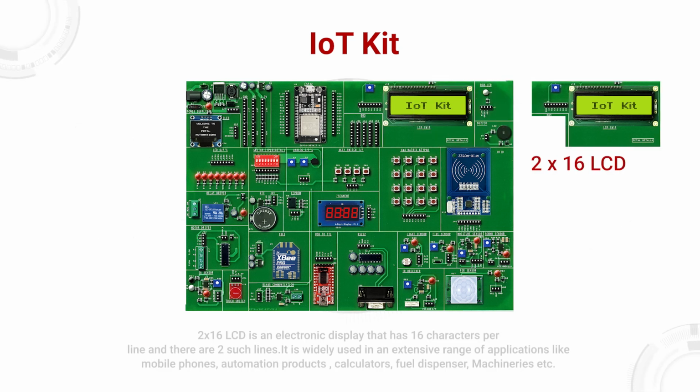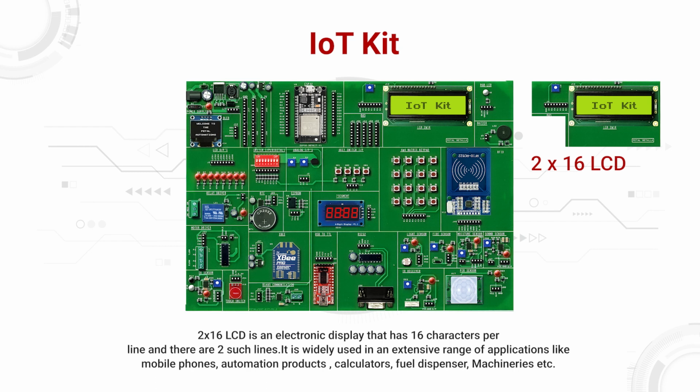Next we have the 2x16 LCD, which is an electronic display that has 16 characters per line, and there are 2 such lines. It is widely used in an extensive range of applications like mobile phones, automation products, calculators, fuel dispensers, machineries, etc.